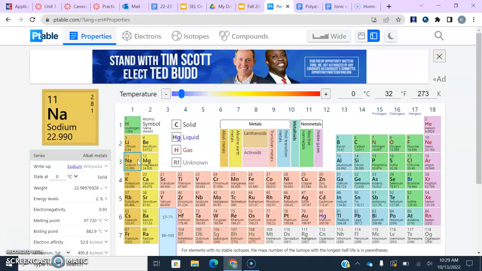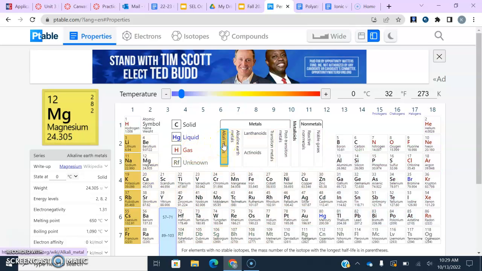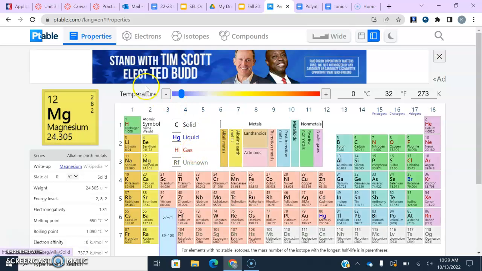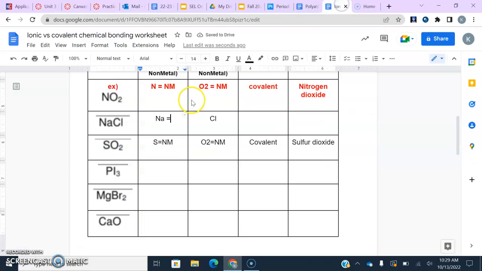I'm going to pull up my periodic table and find sodium. Sodium is a metal, and we can tell because he's color-coded here as an alkali metal, but we also know our metals are from groups 1 all the way over to 13. The stair steps are the metalloids, but from 1 to 13, aluminum is a metal. Boron's a metalloid, but aluminum is a metal. So we know sodium is on the left-hand side of the table, so he is a metal. So I'm just going to put metal.